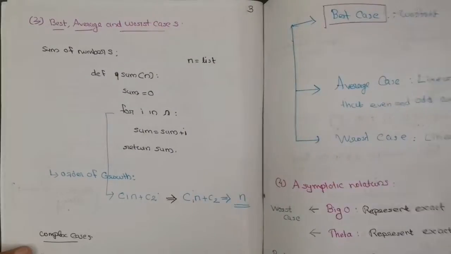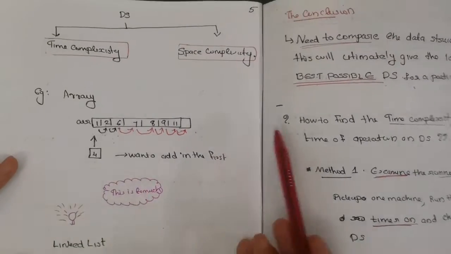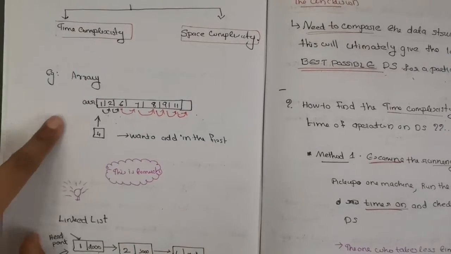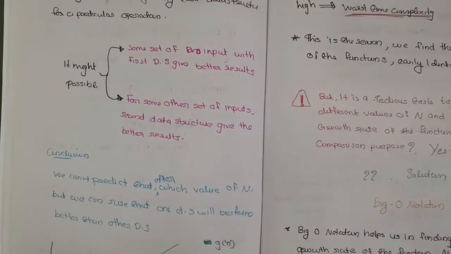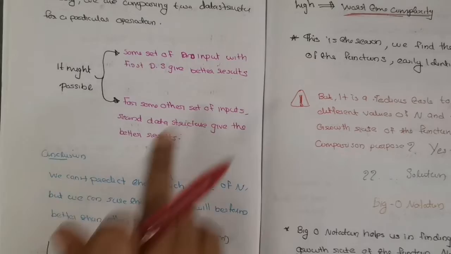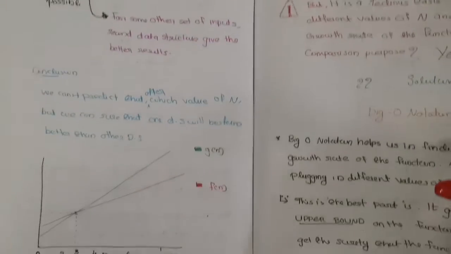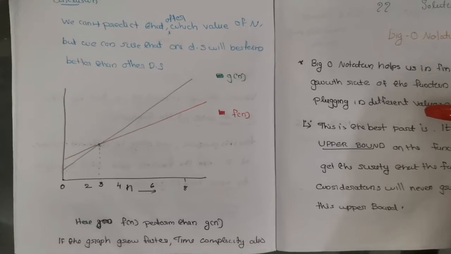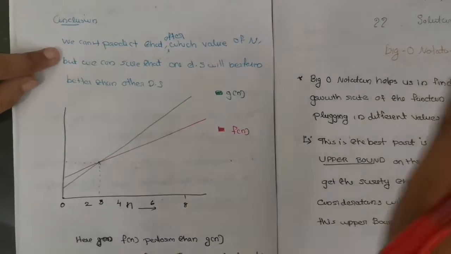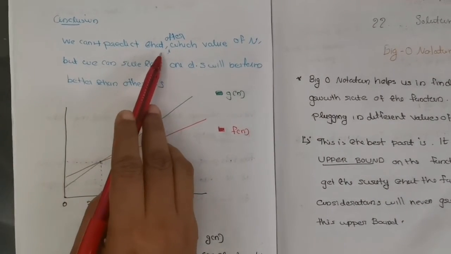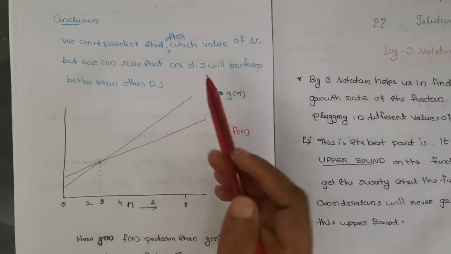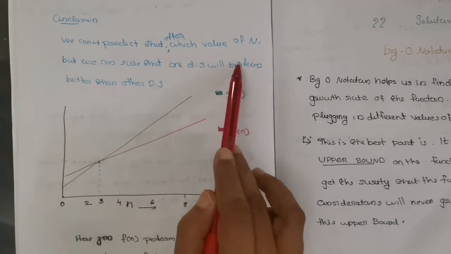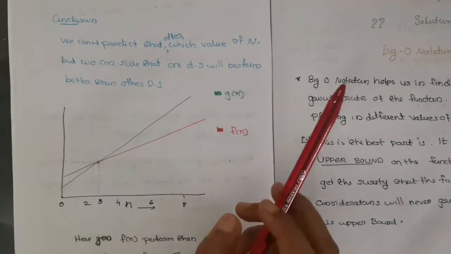So the better solution is the linked list. This is already discussed in the first video. So that is one case. Then how can we do this? That is another question, which I will discuss. The conclusion is we cannot predict for which value of n, but we can be sure that one data structure will perform better than another.